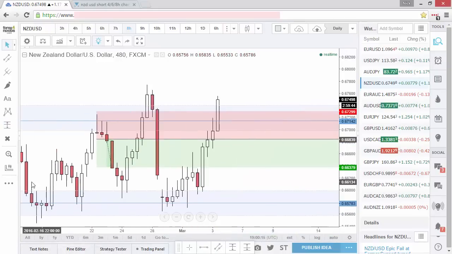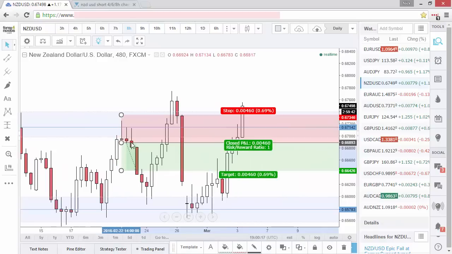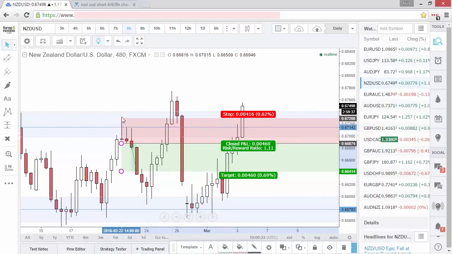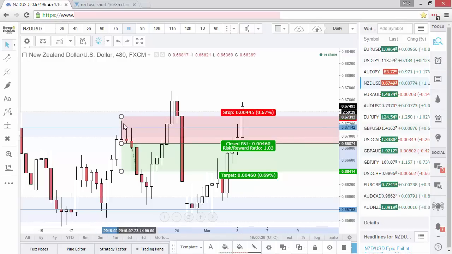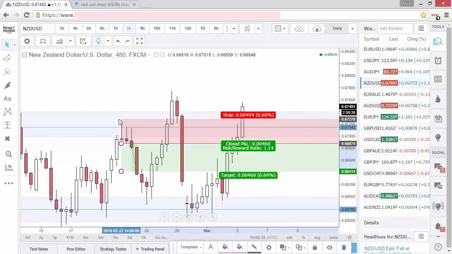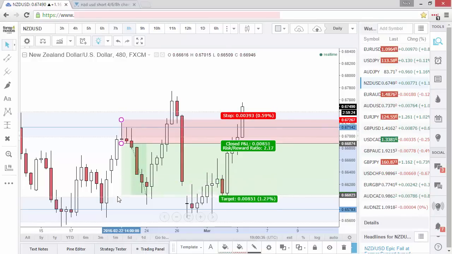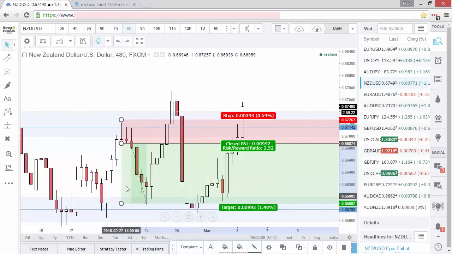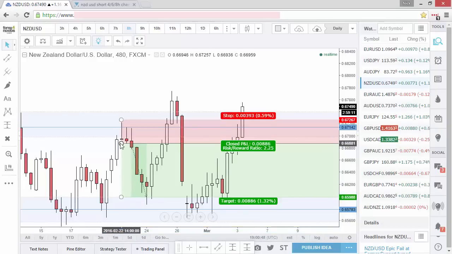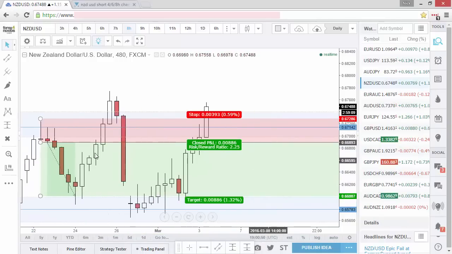This is a short trade, so first of all, the stop loss was decided to be around about here. The stop loss was just above the high of the indecision candle. That's where the stop loss was decided. Target was decided to be around about here, just at the top or just a little bit inside the area of support. And the entry was decided to be just a little bit below the indecision candle.